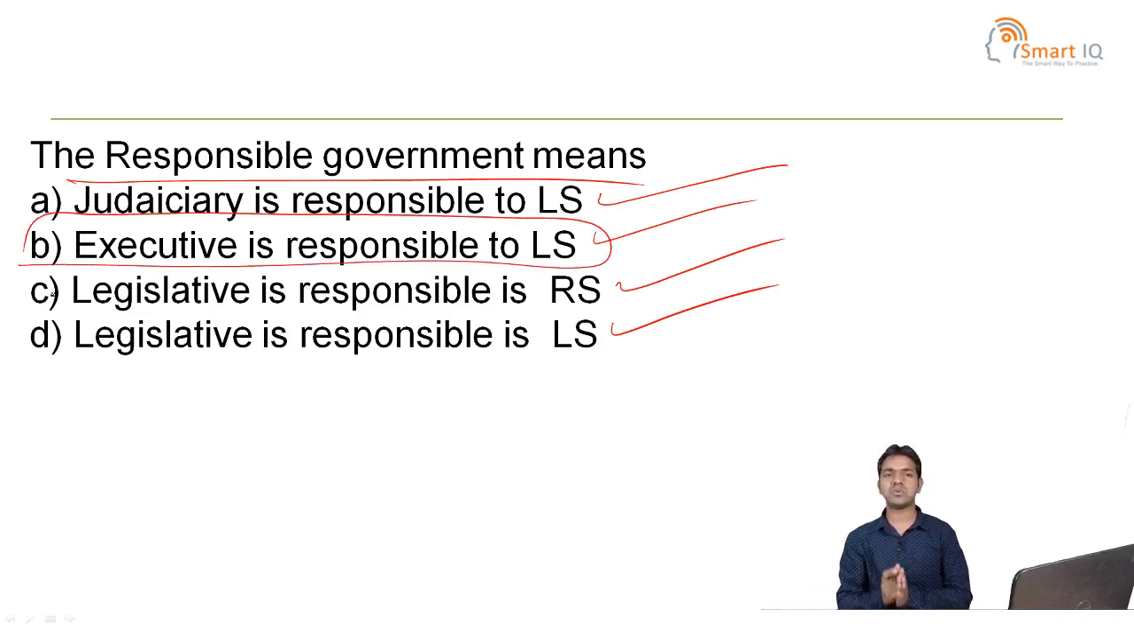Executive is responsible to the Lok Sabha, that is a responsible government. Executive is responsible to the Lok Sabha, that is called a responsible government. So option B is the correct answer.